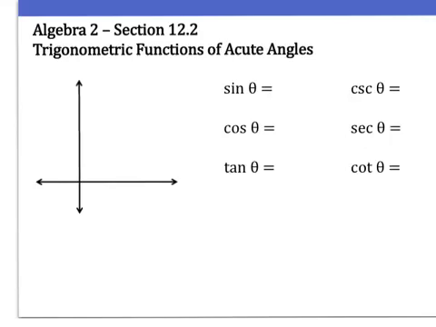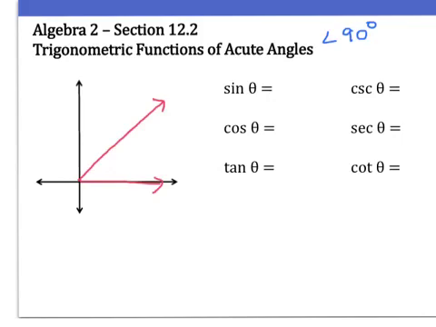We're going to begin by talking about trigonometric functions of acute angles. Now, an acute angle is less than 90 degrees. So let's begin with drawing an acute angle on our XY coordinate plane right here. Now, trigonometry, we learned yesterday in our first lesson, is the study of the measure of triangles.